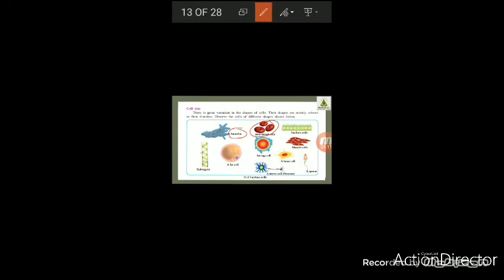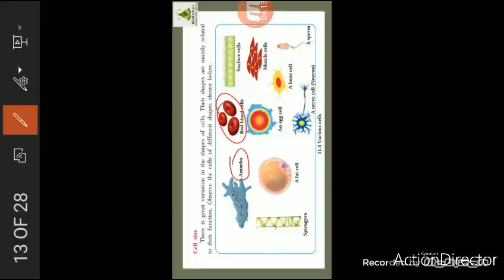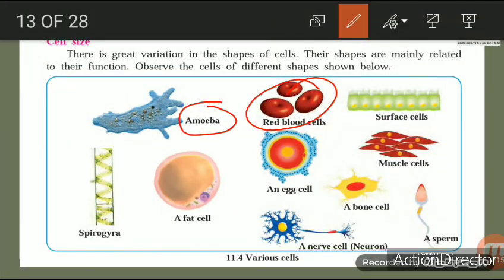So all these types of cells are present in living organisms, and each and every cell has a different color, a different size, a different shape, and a different function also. As we have seen, the definition of the cell is what? Cell is the fundamental structural and functional unit of living organisms.